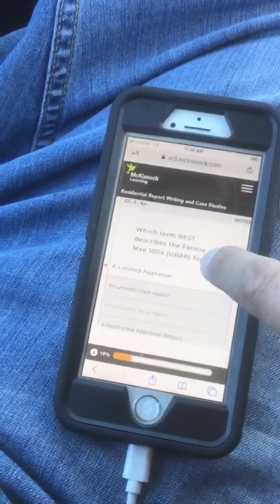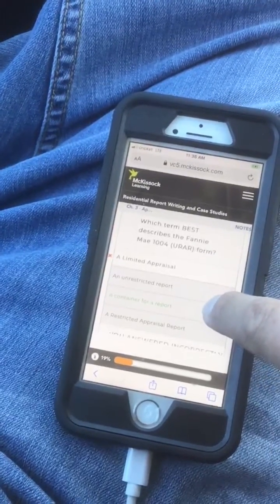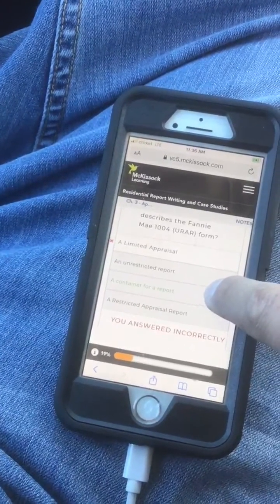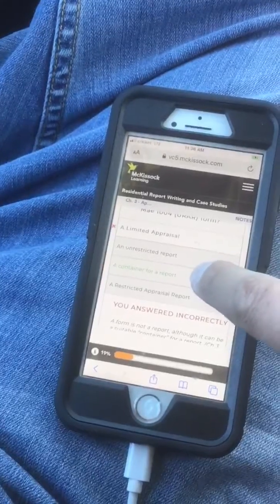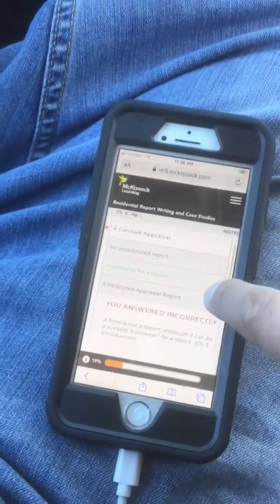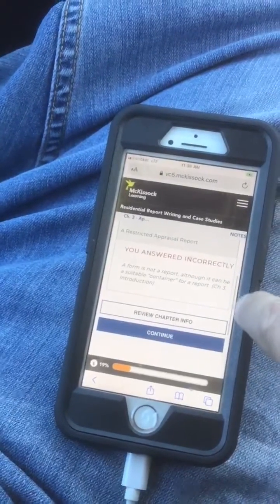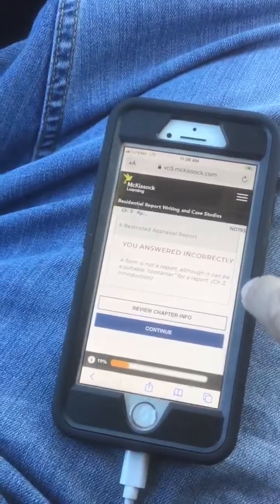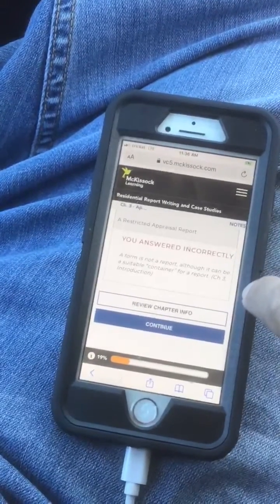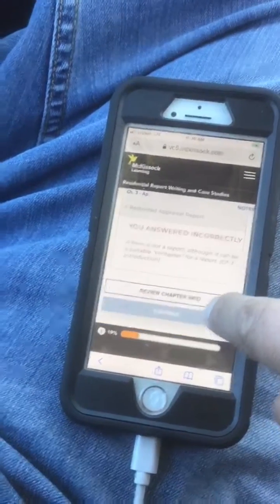Number 3, which term best describes the Fannie Mae 1004 URAR form? You said a limited appraisal. That is wrong. The correct answer is a container for a report. A form is not a report, although it can be a suitable container for a report. Chapter 3, Introduction. Continue.